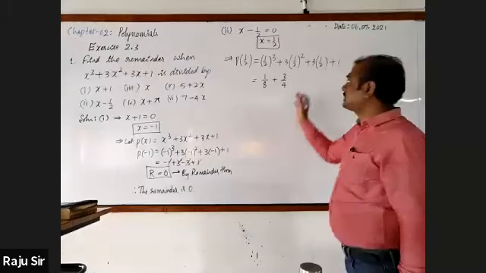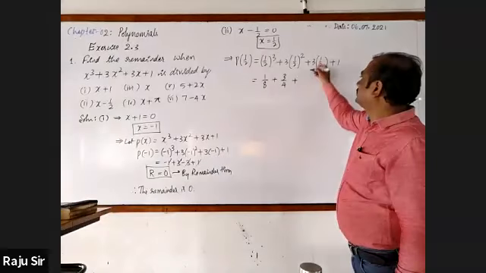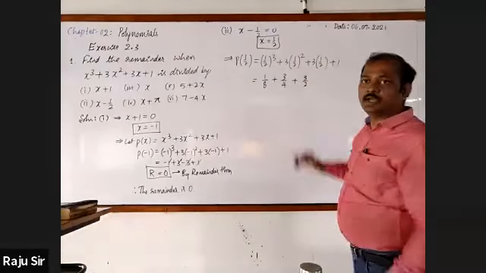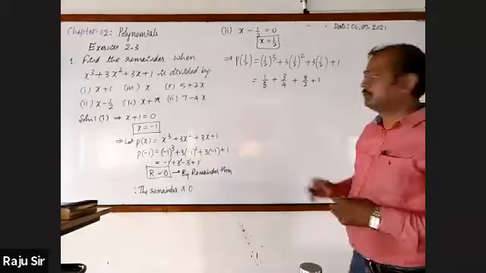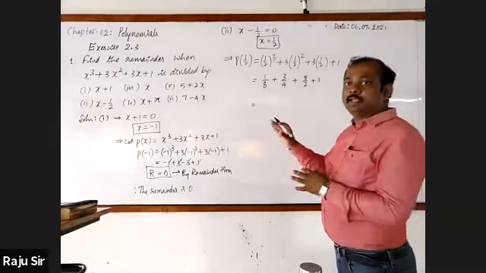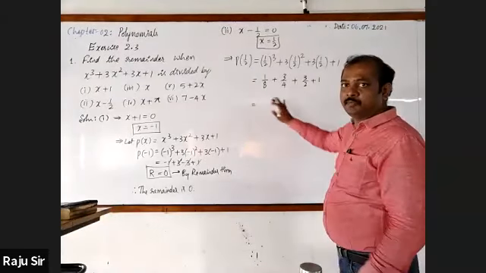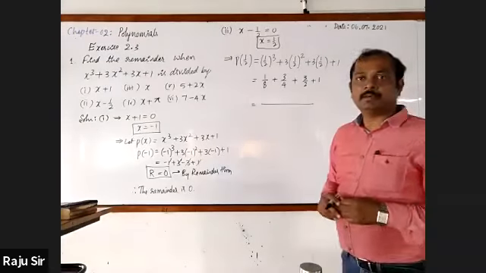If no doubt, I'll go on continuing this. Plus 1. 3 ones are 3, by 2 as it is, 3 by 2. We should then take the LCM. Now take the LCM of the denominator. We have to simplify this. So for simplifying, I'll take the LCM of the denominator.